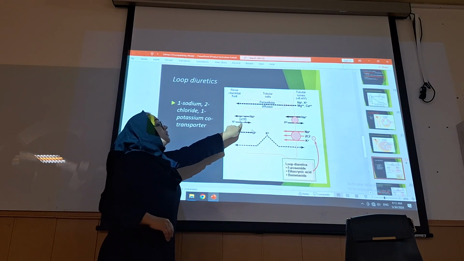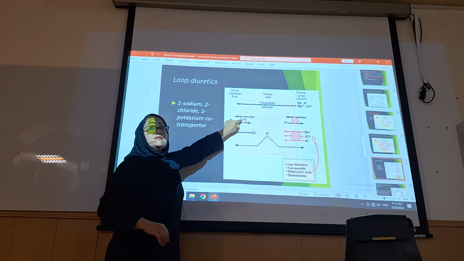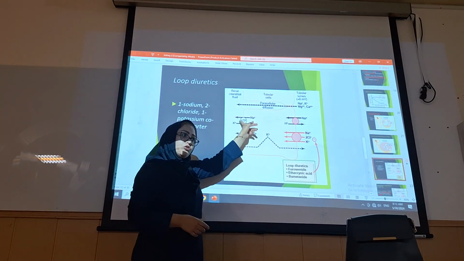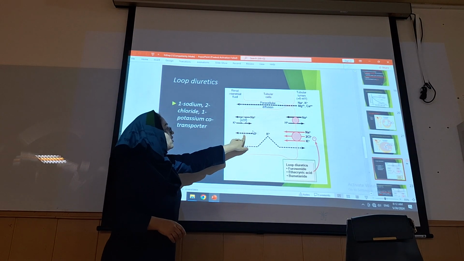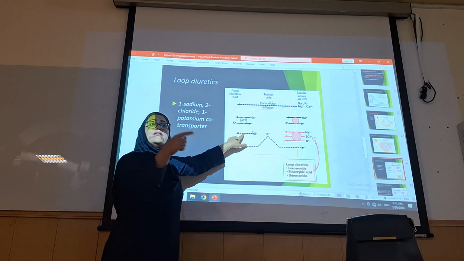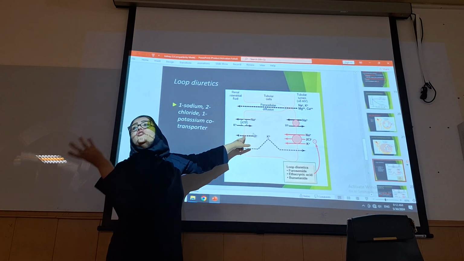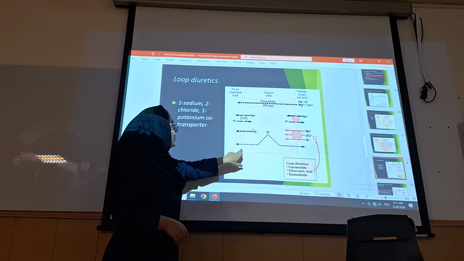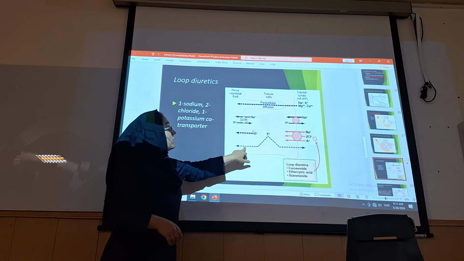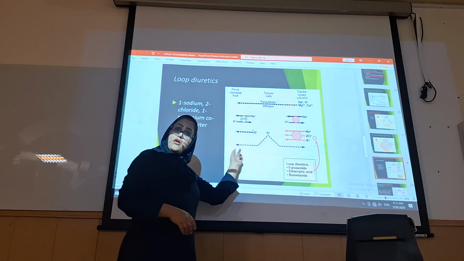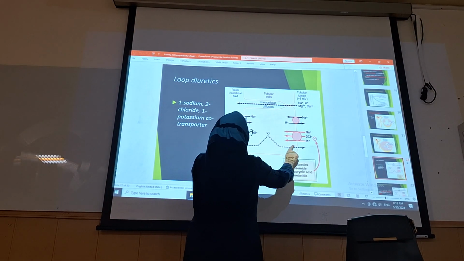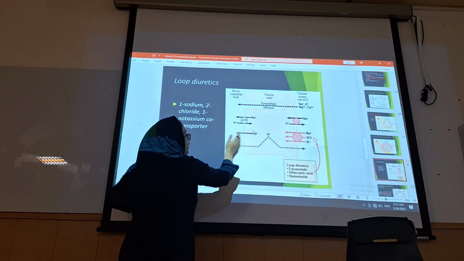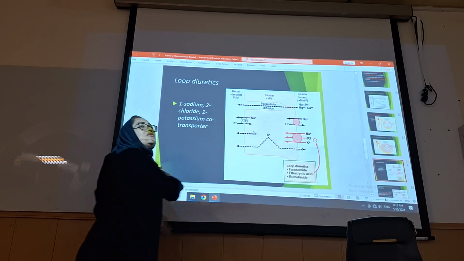We see sodium, potassium ATPase. Sodium, potassium pump or sodium, potassium ATPase. Chloride channel. It means it is a leak channel. Do you know channels? Yes. It is a leak channel for chloride ions. And here we see potassium also leaks out from both sides. Potassium leaks here into the lumen and it is reabsorbed in this direction.